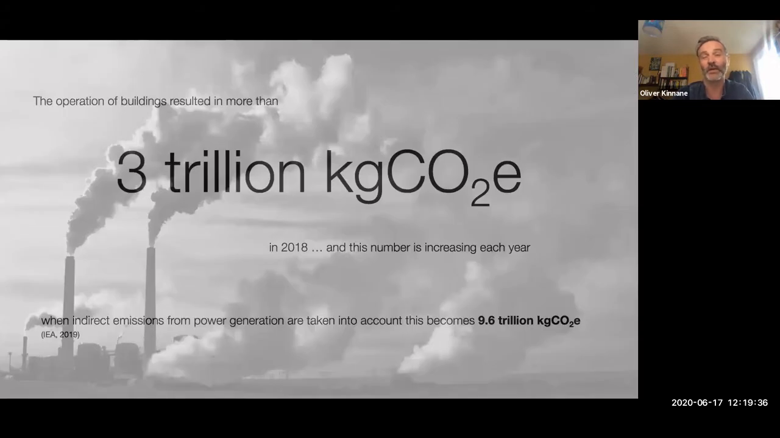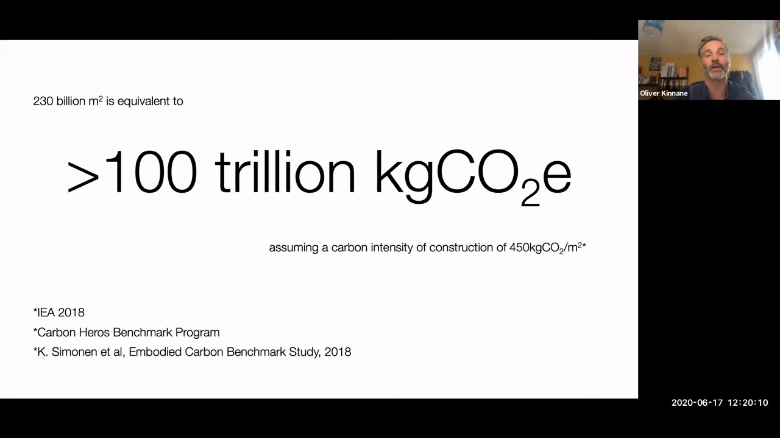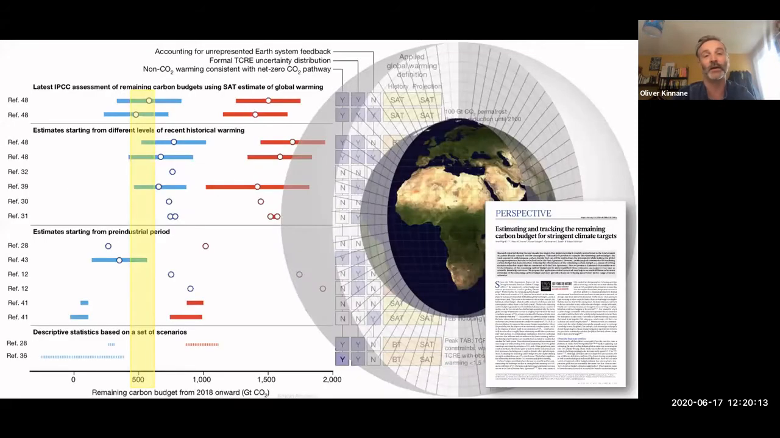And to operate the buildings that we have in existence at the moment, we're talking about 3 trillion kilograms of CO2 equivalent each year. If we take that all the way back to the power generation, to the point where we're producing the energy for buildings, we're talking almost 10 trillion kilograms of CO2 each year. And if we add the same amount of buildings again, we're looking at adding something like 570 or more trillion kilograms of CO2 to the atmosphere in just building and operating the buildings that we have.